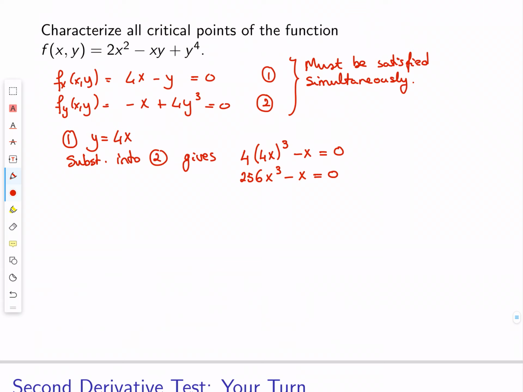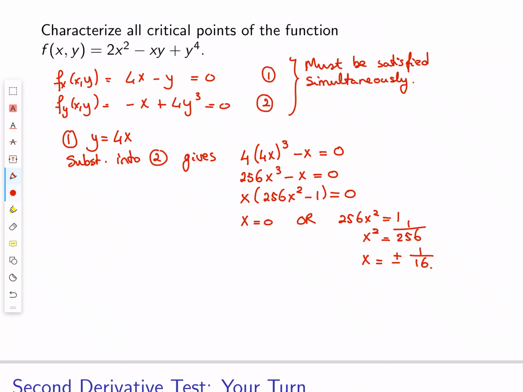So that means that I can factor out an x, so 256x squared minus 1 is equal to 0. So x is equal to 0, or 256x squared is equal to 1. That is the same as saying that x squared is 1 over 256. And that means that x is equal to plus or minus 1/16. Okay, so we have 3 cases here.